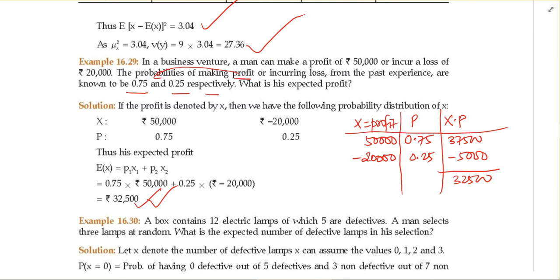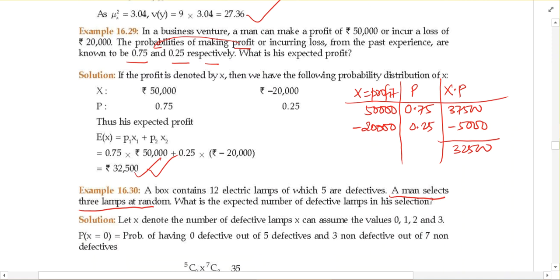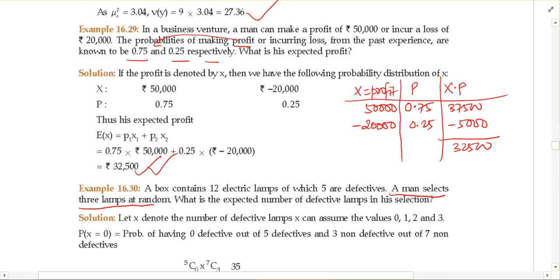Then only. Okay. A box contains 12 electric lamps, out of which 5 are defective. So 5 are defective, 7 are good. A man selects 3 lamps at random. So this is our experiment. What is the expected number of defectives? So expected what? Expected number of defective lamps. What was the experiment? 3 lamps selected.